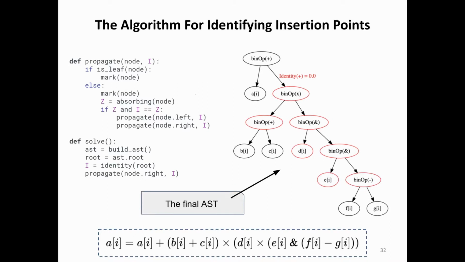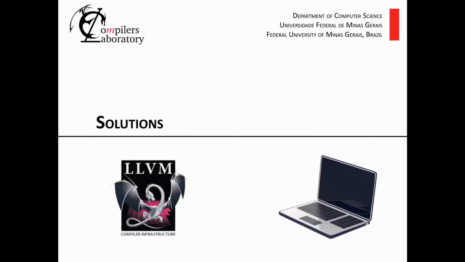And here's the final AST. So any node marked as right can be an insertion point. So now we'll talk about the solutions that we're proposing in this work.